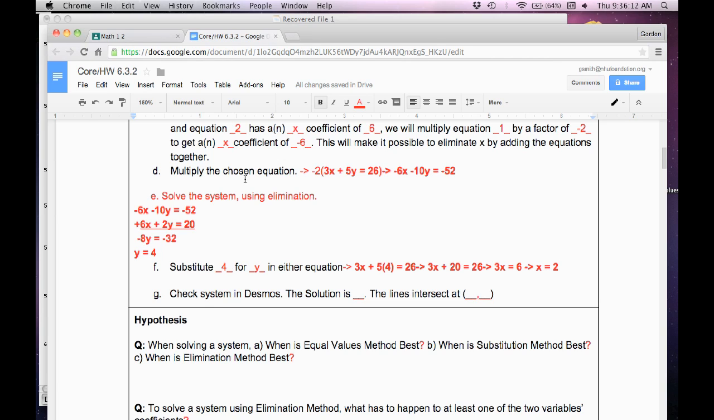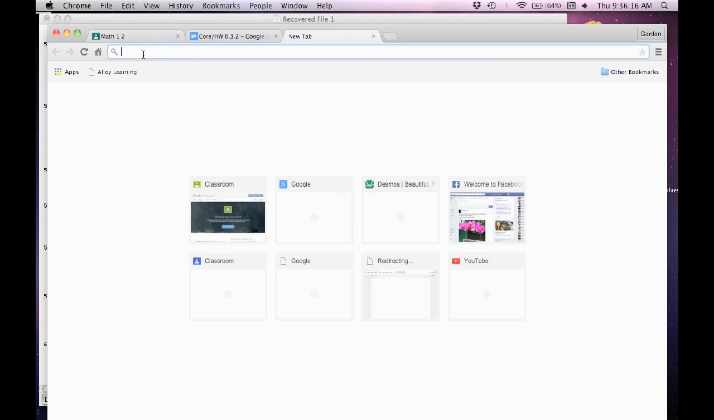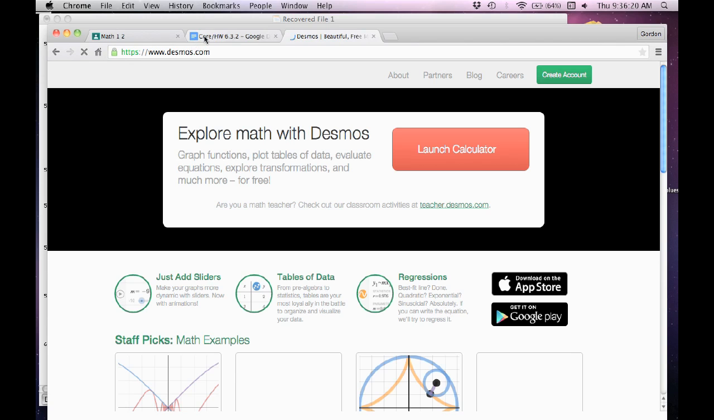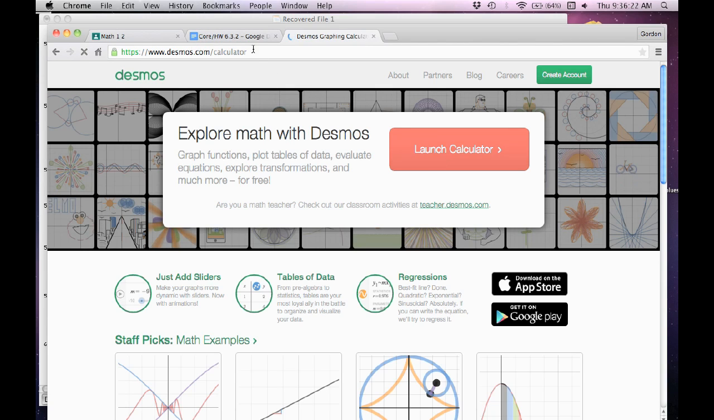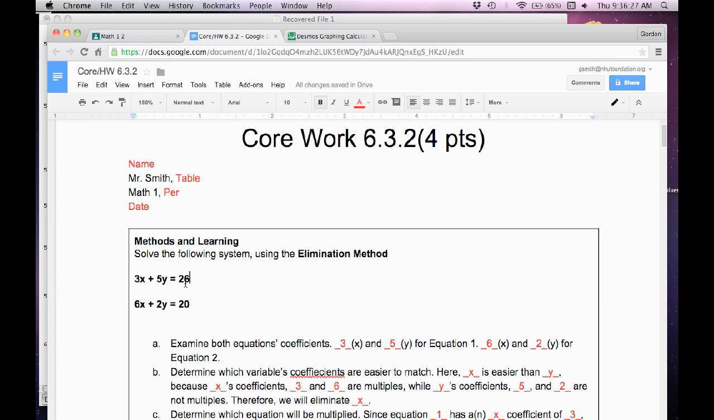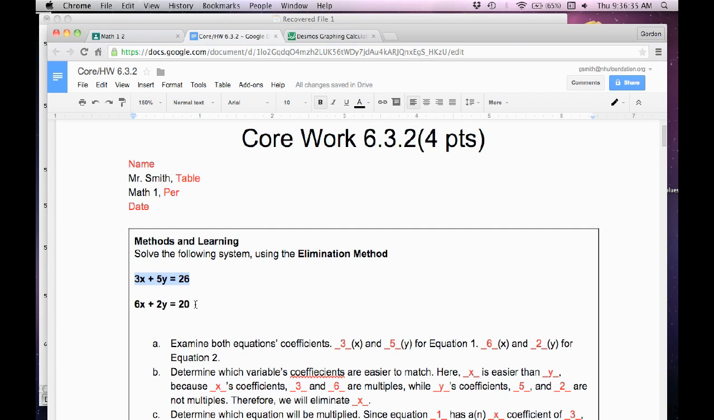We'll check the system in Desmos, and if Desmos agrees, then we did the work correctly. So hopefully that's what happens. Let's take a look. We'll launch the calculator, and we're going to put the system in here. So 3x plus 5y equals 26, right there. And 6x plus 2y equals 20.